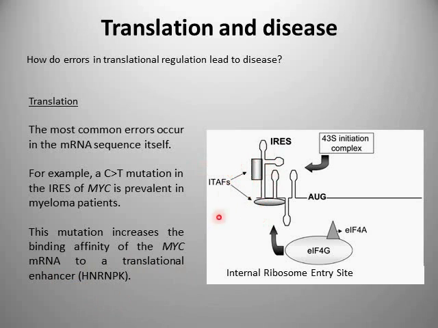So when this IRES is mutated, it has a greatly increased avidity for this translational enhancer, so that drastically increases the expression of the MYC mRNA and the production of the MYC protein. Now obviously if you start drastically overexpressing proto-oncogenes and proto-oncoproteins, you go on to develop an oncogene and ultimately cancer.